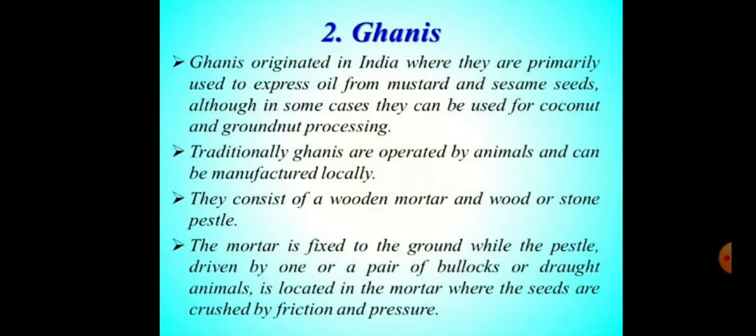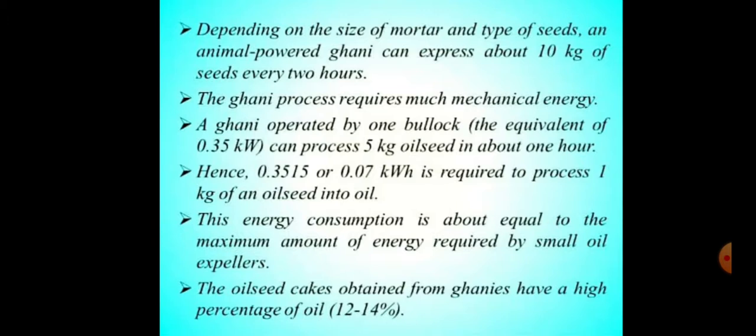So the mortar is fixed to the ground while the pistil is driven by one or a pair of bullocks or draught animals. It is located in the mortar where the seeds are crushed by friction and pressure. At that time, the temperature is slightly increased. So depending on the size of the mortar and the type of seed, an animal powered ghani can express about 10 kgs of seed every 2 hours.